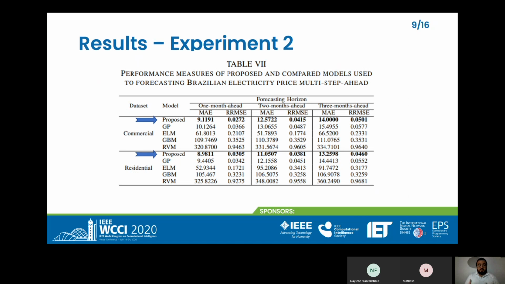Same for experiment 2, the proposed model also outperformed the single models for both datasets and all forecasting horizons. And these results are due to the fact that the decomposition approach removes the noise of the data. It's important to highlight that the Gaussian process model presented competitive results compared to the proposed.